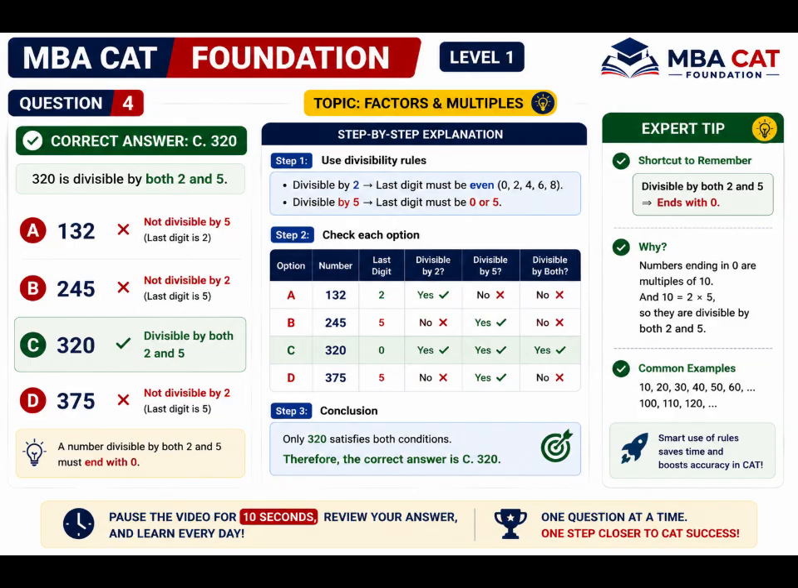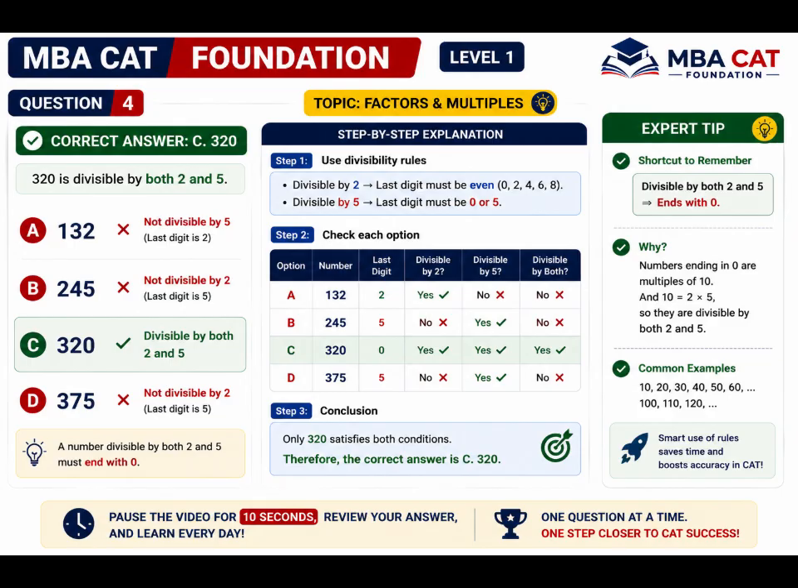Option C, 320. The last digit is 0. Since 0 is an even digit, the number is divisible by 2. And because it ends in 0, it is also divisible by 5. So, 320 satisfies both conditions and is the correct answer. Option D, 375. This number ends in 5, so it is divisible by 5. But it is not even, so it is not divisible by 2. Hence, it is not the correct answer.